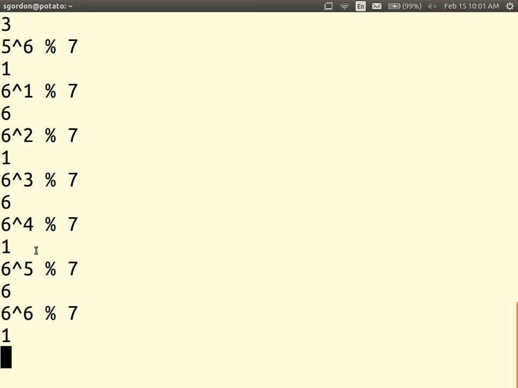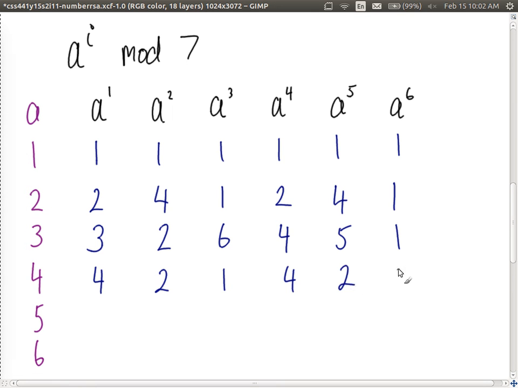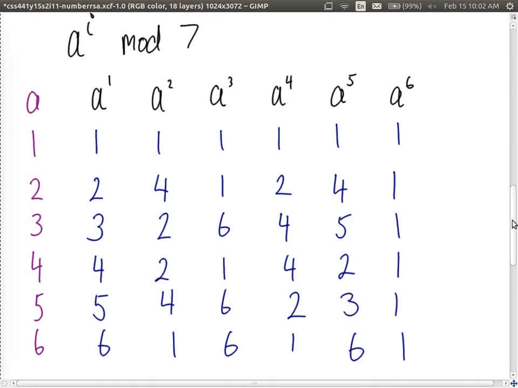For different values of A, when do you get unique answers? Let me write them down. That is, with mod 7, with all possible values of A, we raise to the power and then mod by 7. These are the answers. Why do we do this? We want to know when do we have a unique discrete logarithm. The opposite, remember, is the discrete log.